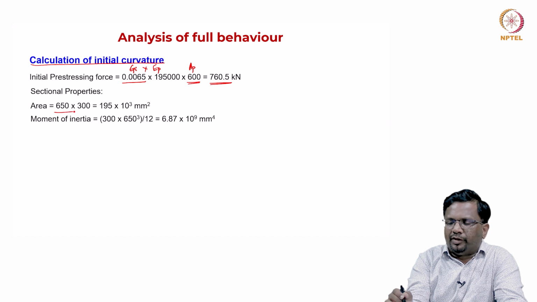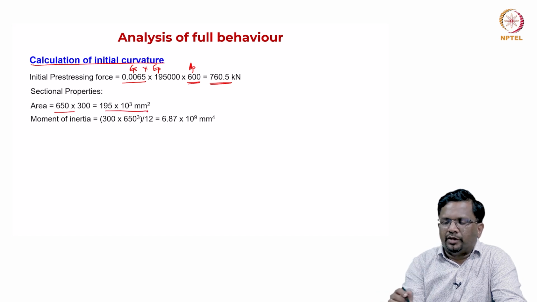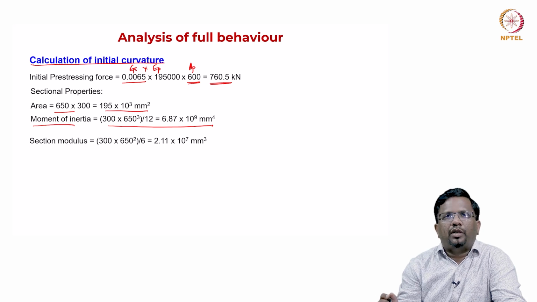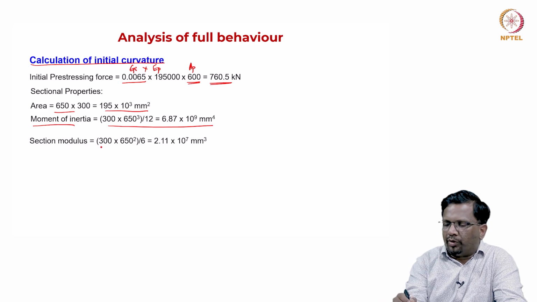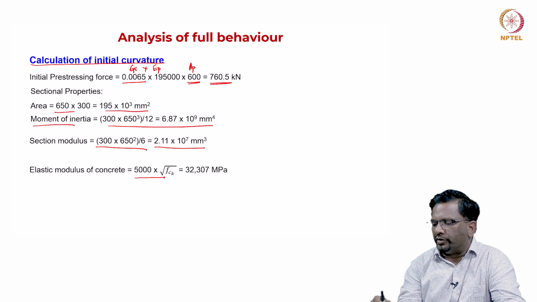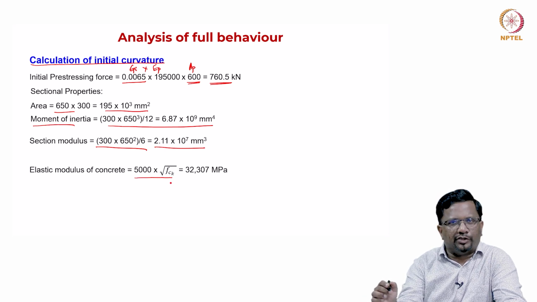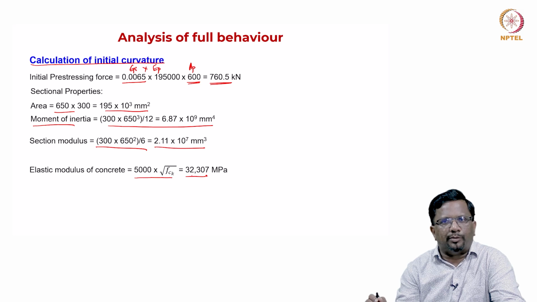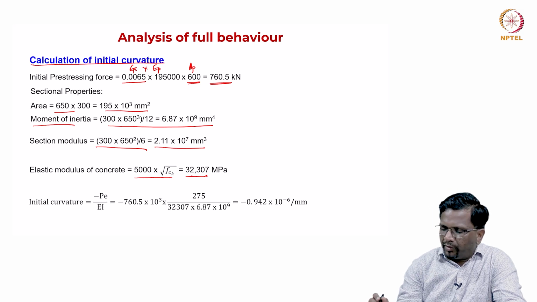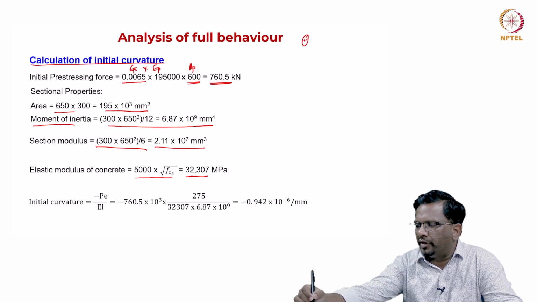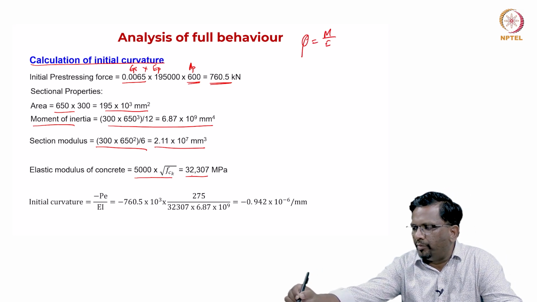We know the sectional properties. The area is 650 multiplied by 300, and the moment of inertia is bd cube by 12. The section modulus is bd square by 6, so you get this value. The elastic modulus we know is 5000 square root of fck, and f prime c is 40, so fck will be 41.75, which we have already established. You substitute that value, you get 32,300 megapascal. Now that we know this, what is the moment that we have applied? Curvature, as we have established, is nothing but M by EI.